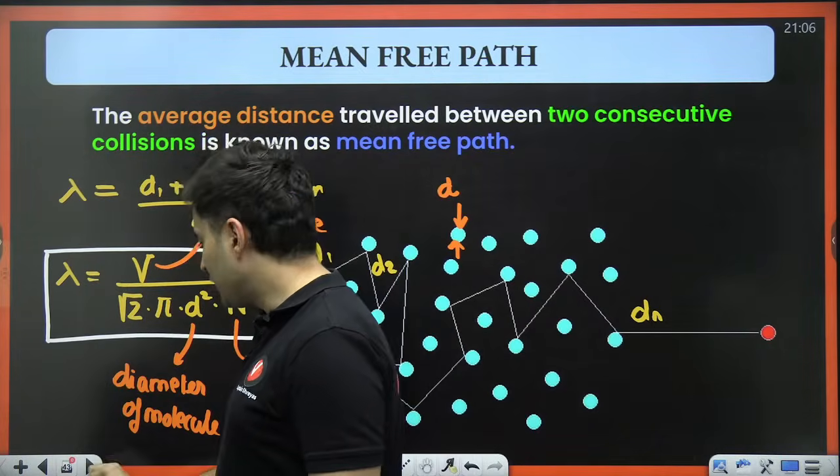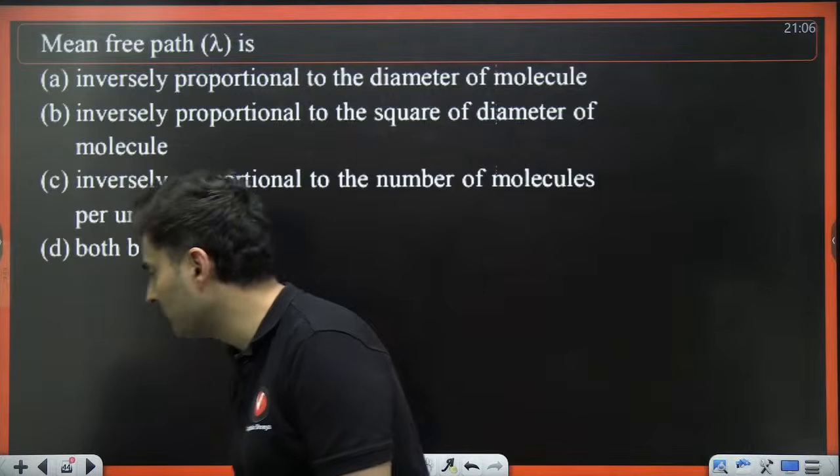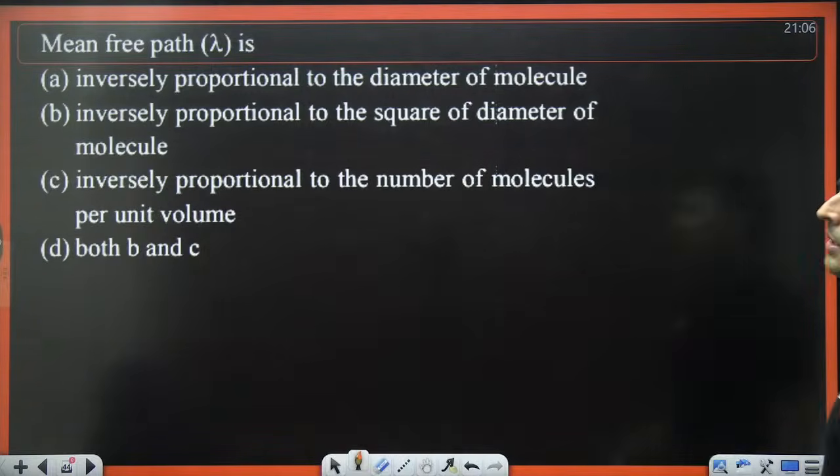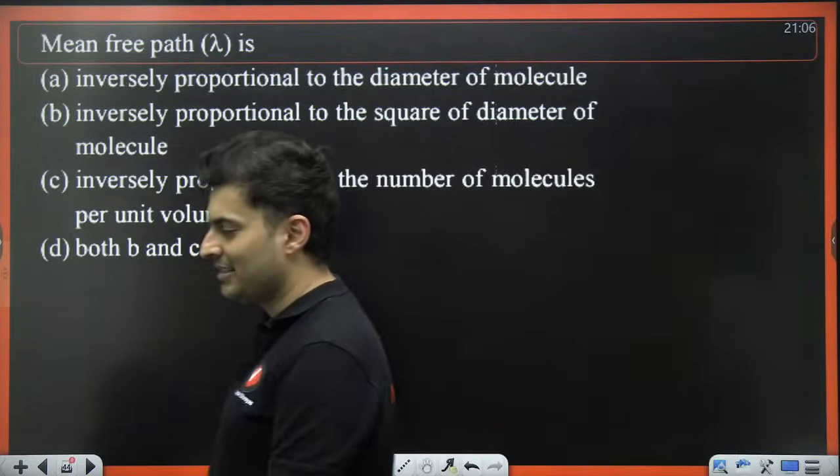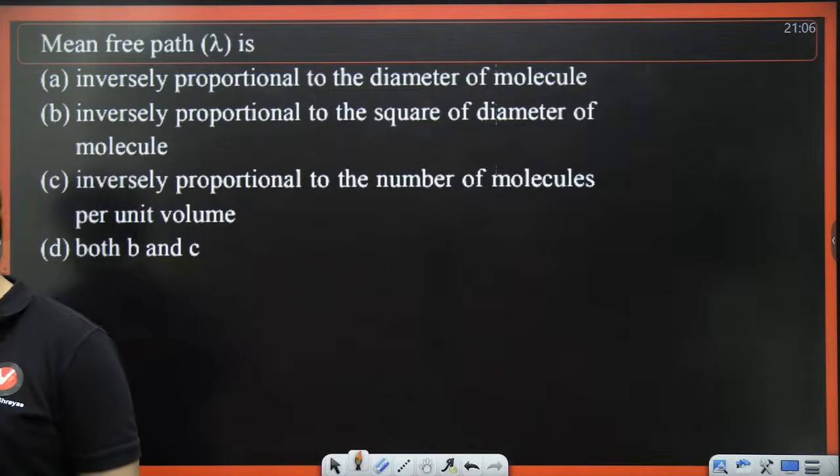Right? Great. Good evening, Homo sapien. Let's see if we can solve this. Mean free path is inversely proportional to... both B and C. Okay. Let's see if you can get this question. Let's see, my dear warriors, if you can solve this question.